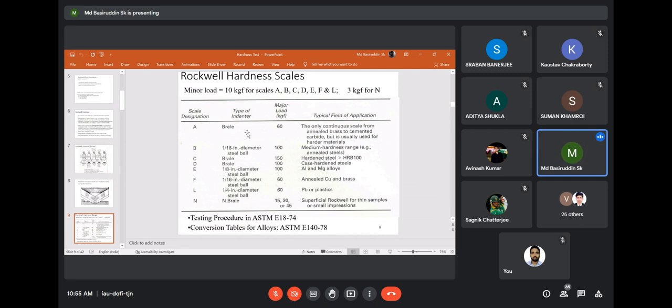If your material is very thin, say 2 mm or 1 mm, then of course your major load should be as low as possible, like 15 kgf, 30 kgf, or even 45 kgf. Similarly, you have to maintain the minor load at 3 kgf. That is because the impression should not go from one surface to the other, because if it does, then your anvil will interact and change the hardness values.